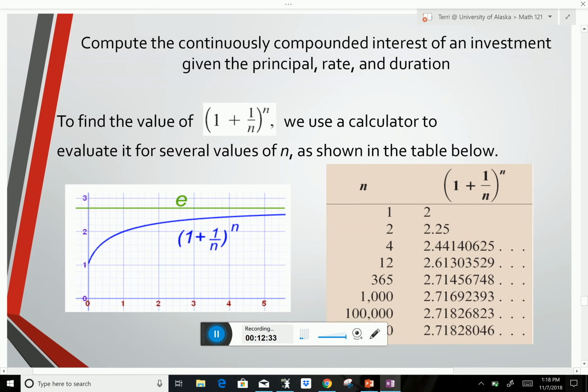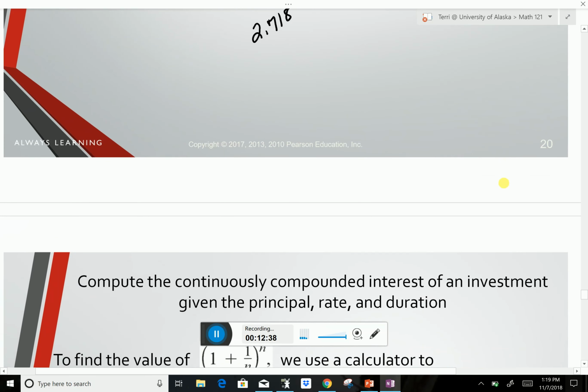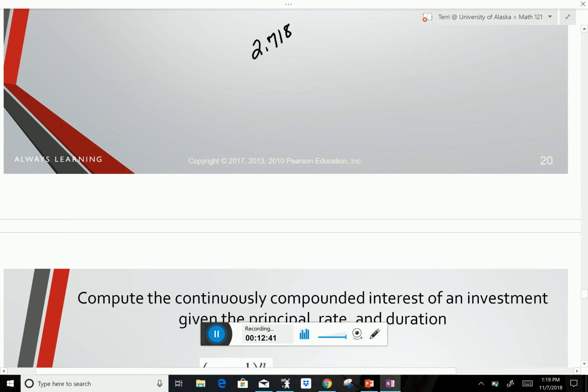If we compute the continuously compounded interest of an investment, we usually do 1 plus the rate times time times the principal, which is almost what we just did in that one example. So this is if we're compounded annually. And we'll go into this a little bit more at the end of this chapter.